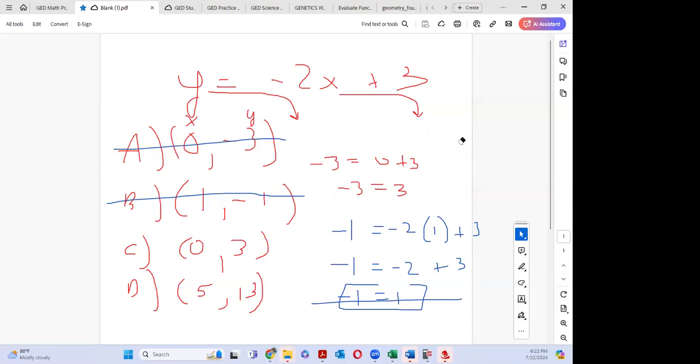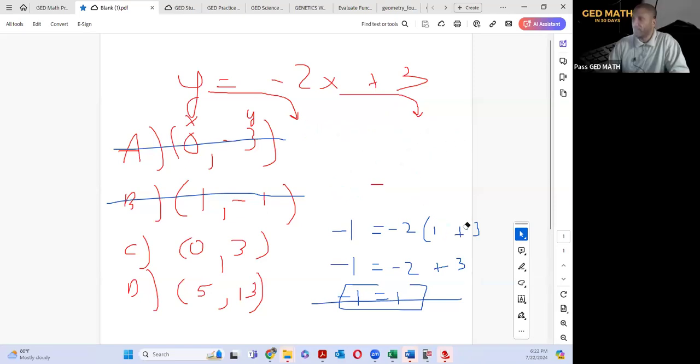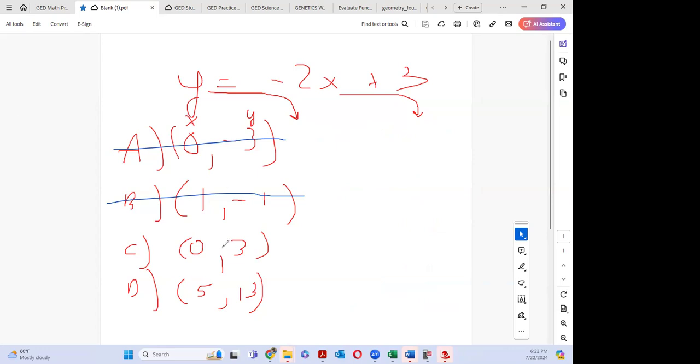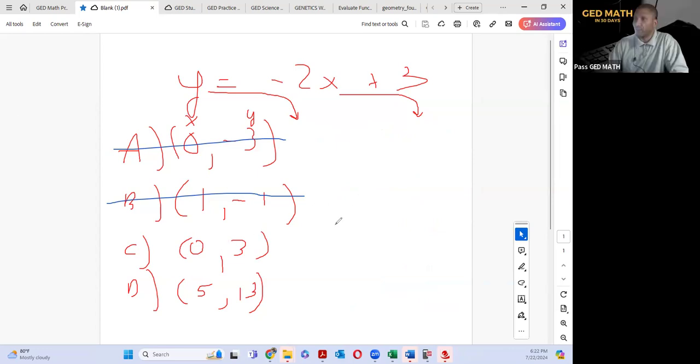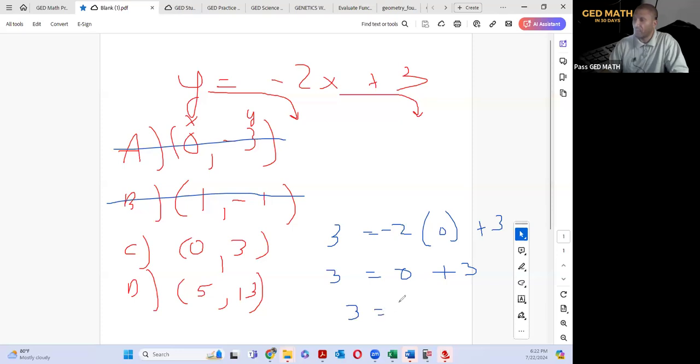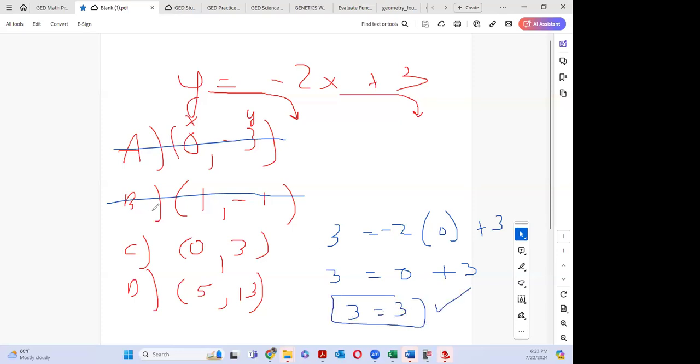Let me erase some of this information so we can see C now. I'm going to plug in C and then we're going to be done. That's the easy one because you can see it is C, but I'm still going to do it. So x is 0, y is 3. So 3 equals -2 times 0 plus 3. 3 equals 0 plus 3. 3 equals 3. Check. Correct. That is true.